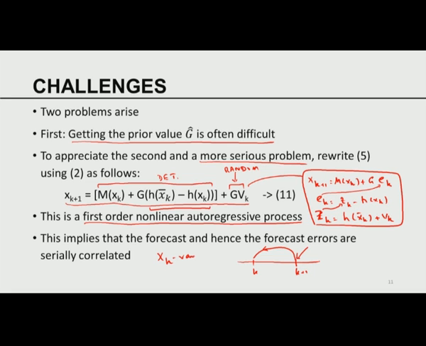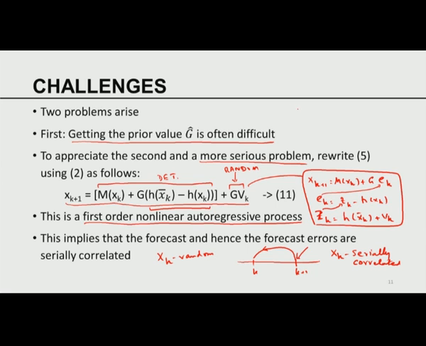If xk is random, what does it mean? The trajectory is a random process. So this essentially tells you the xk's are serially correlated. Why are they serially correlated? Let us go back now.